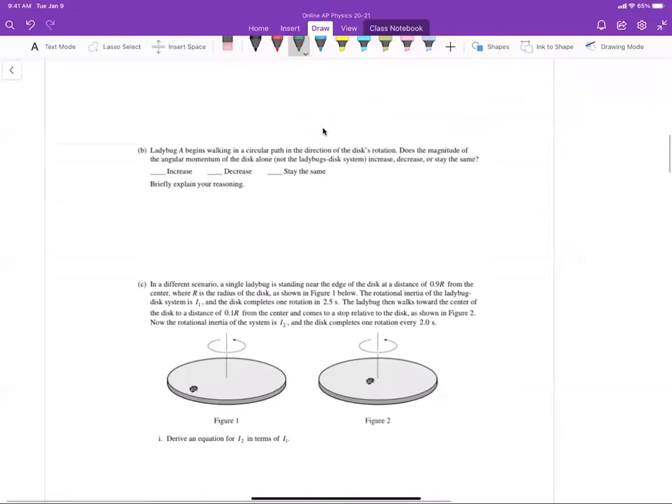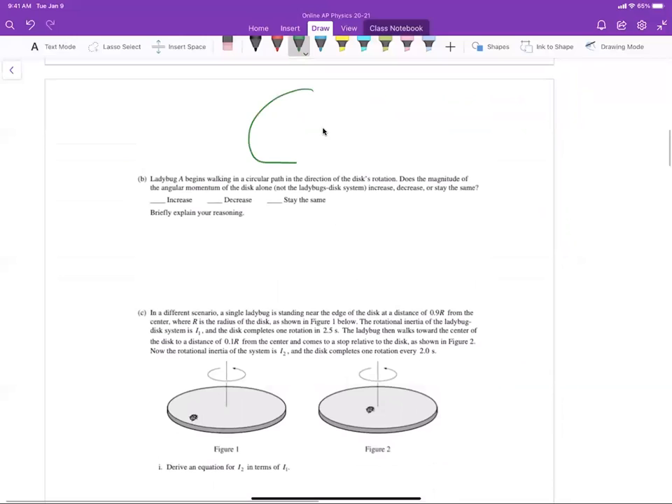The ladybug begins to walk in a circular path in the direction of the disc rotation. So the disc is rotating, I guess, that way. A starts to walk in that direction, right? Does the magnitude of the angular momentum of the disc alone, not the ladybug-disc system, but the disc, change? Well, we know the momentum of the system has to stay the same. But what happened to the momentum of the bug? It went up because its angular velocity went up. So the disc had to decrease.